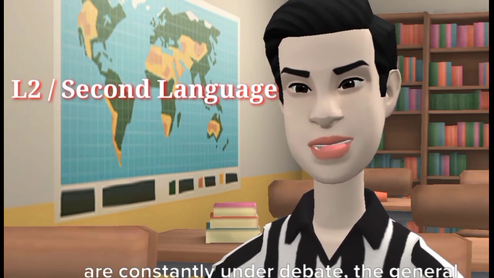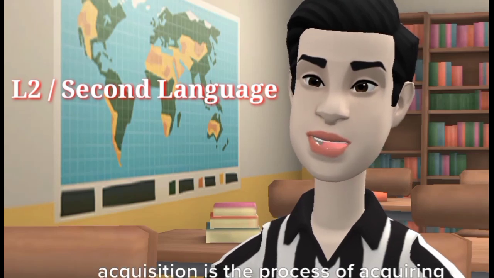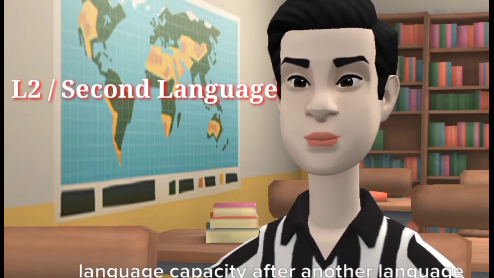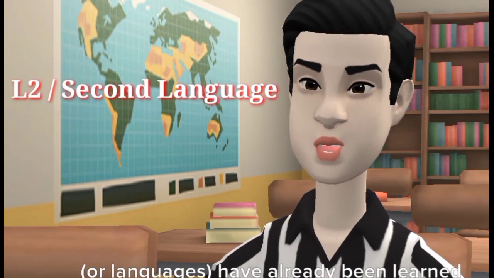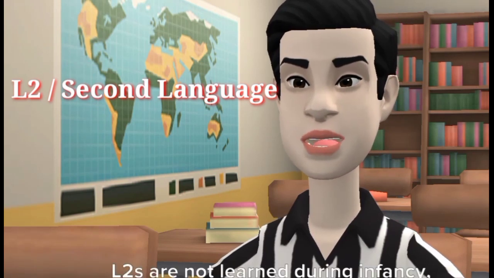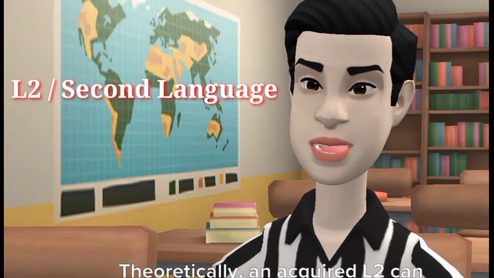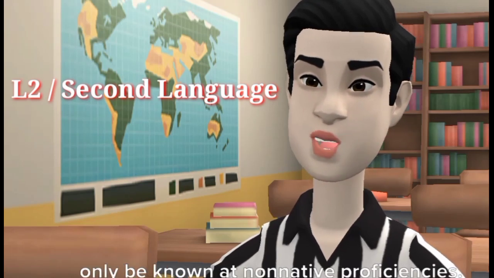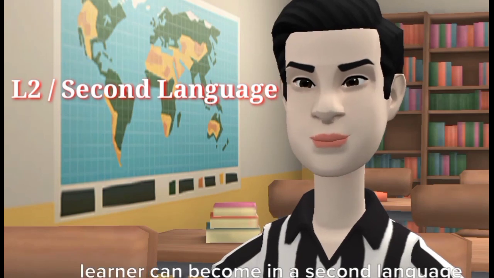Though many of its theories and facets are constantly under debate, the general commonalities of SLA are: second language acquisition is the process of acquiring language capacity after another language, or languages, have already been learned natively. Learning an L2 requires conscious effort. L2s are not learned during infancy, and most often after puberty. Theoretically, an acquired L2 can only be known at non-native proficiencies.